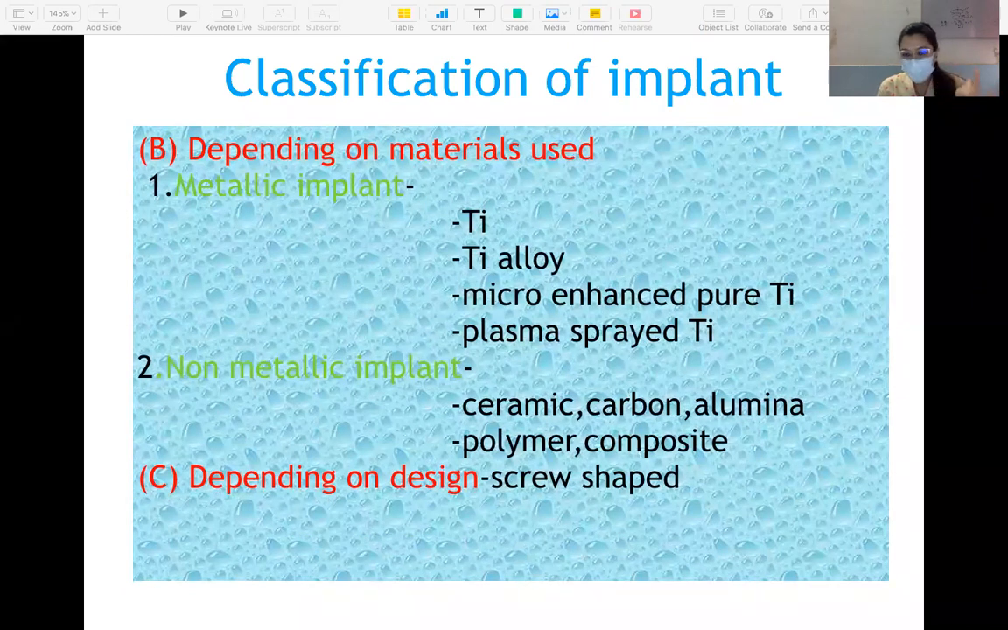Depending upon the material, implants can be metallic and non-metallic. Nowadays, non-metallic implants like PEEK, polyether ether ketones, and ceramic implants and even zirconia implants have been introduced. But initially and by far, large implants are made up of the biocompatible material titanium and its alloys. Implants are, of course, surface treated as well to improve their osseointegration and their prognosis.